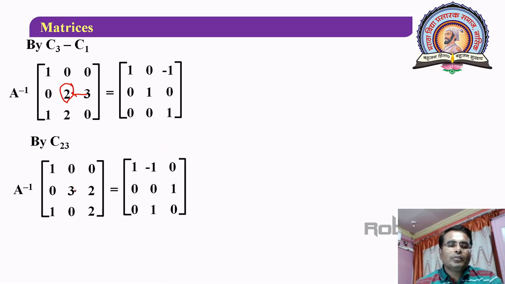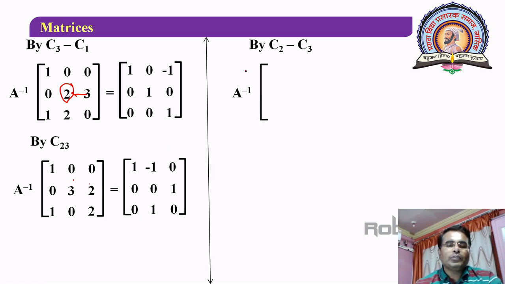So simple thing, you have to consider C2 minus C3. So that is your next step, C2 minus C3. So that will give the first column as it is. Second column, 0 minus 0, it is 0. 3 minus 2, it is 1. And 0 minus 2, it is minus 2. Third column, 0, 2, 2 as it is.